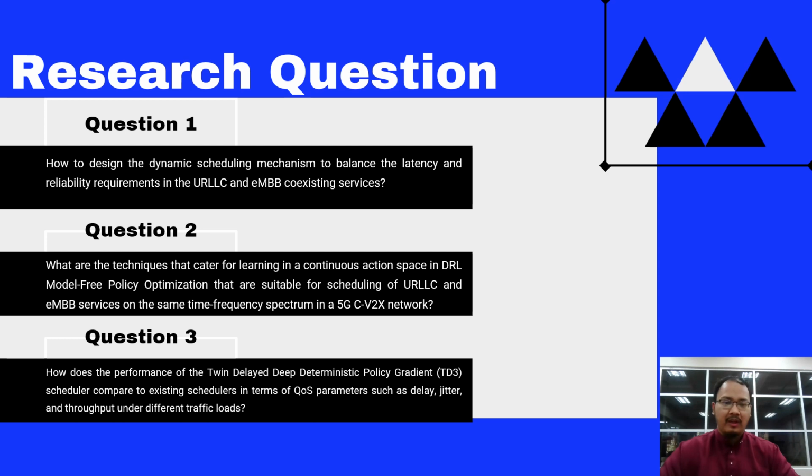Second question, what are the techniques that cater for learning in continuous action space in DRL model-free policy optimization that are suitable for scheduling of URLLC and eMBB services at the same time frequency spectrum in a 5G CV2X network? And the third question is, how does the performance of the twin delayed deep deterministic policy gradient TD3 scheduler compare to the existing scheduler in terms of QoS parameters such as delay, jitter, and throughput under different traffic loads?